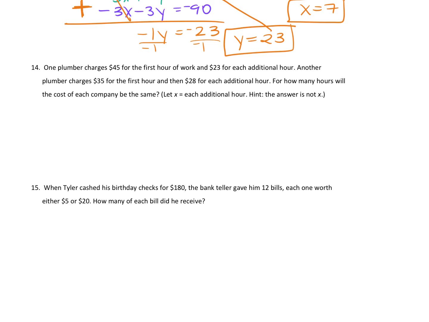Number 14 says one plumber charges $45 for the first hour of work and $23 for each additional hour. Another plumber charges $30 for the first hour and $28 for each additional hour. For how many hours will the cost of each company be the same? So here's a little hint for you. X is your additional hours, and your answer is not what you get for X. Keep that in mind. Okay, can you give me some equations?